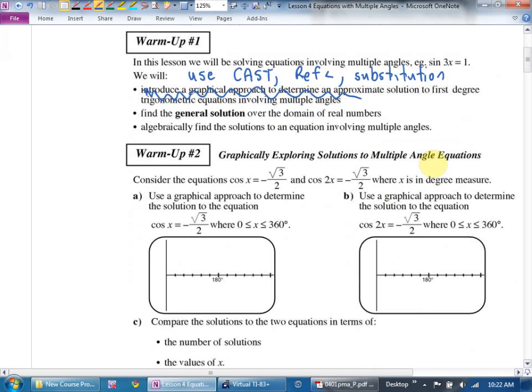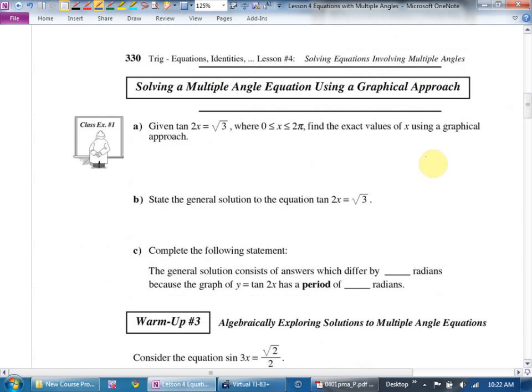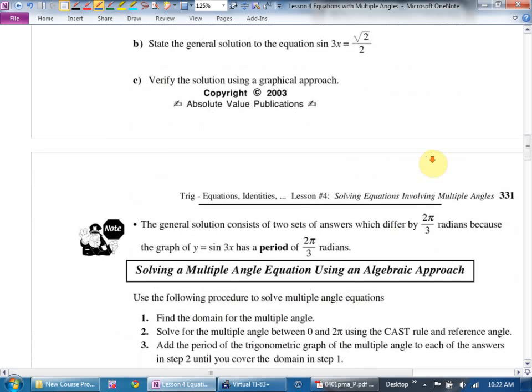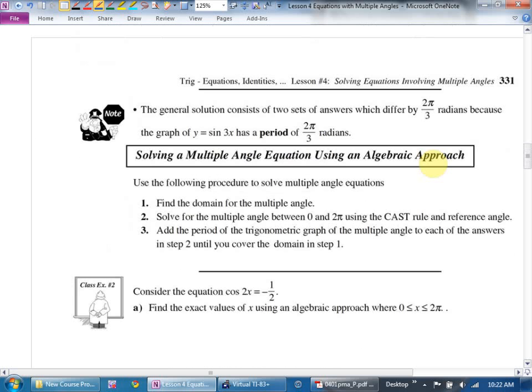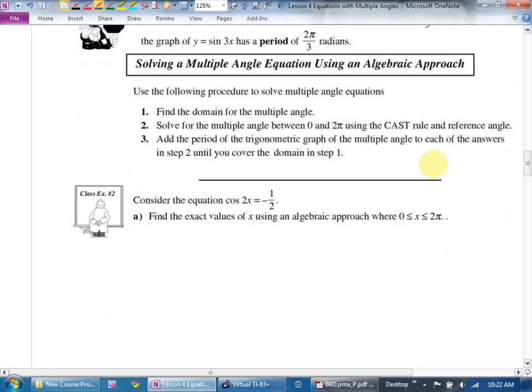Forget it. Page 330, it says, solve a multiple angle equation using a graphical approach. Forget it. Page 331, it says, solve it using an algebraic approach. This is what we're going to do.